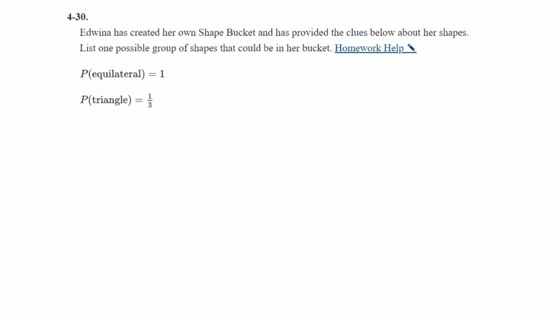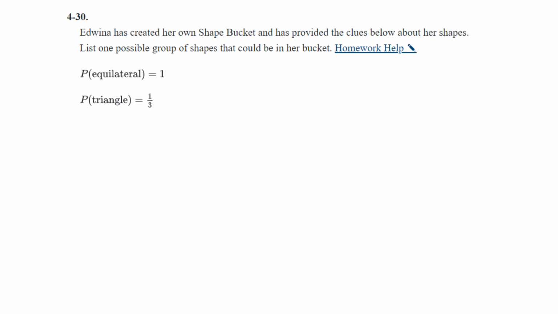Question 30. Edwina has created her own shape bucket and has provided the clues below about her shapes. List one possible group of shapes that could be in her bucket. So we have the probability of an equilateral is equal to 1, which means that it's 100% true that you're going to have something in the shape bucket that's equilateral. And the probability of having a triangle is 1 out of 3. So once again, list one possible group of shapes that could be in her shape bucket.